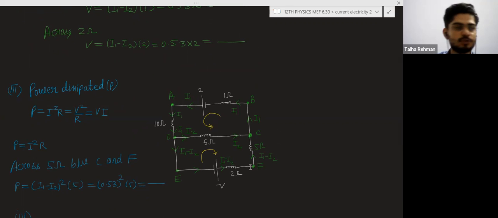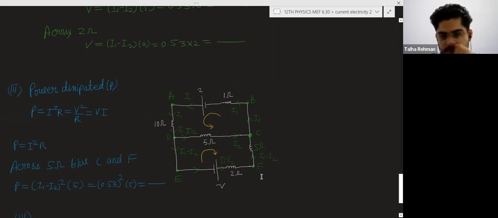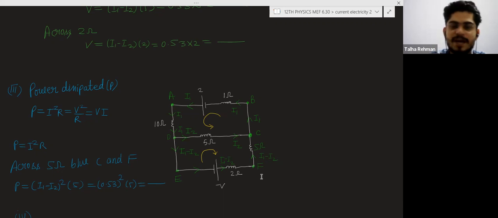So you can choose the path from A to F as A, B, C, F, or you can choose the path A, D, E, F. You can choose any path. Okay, I am choosing the path A, B, C, F. Okay.